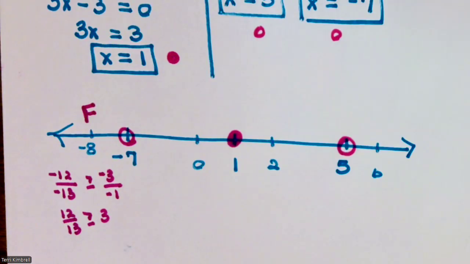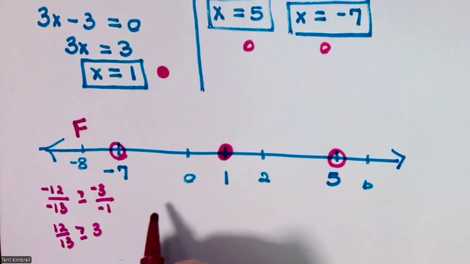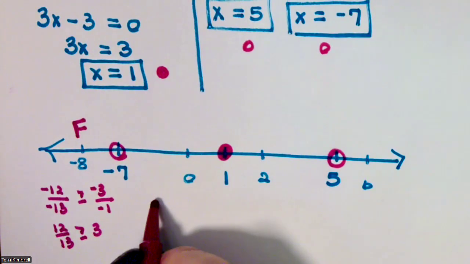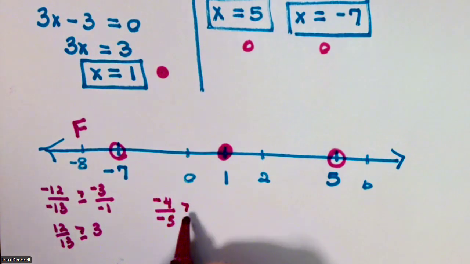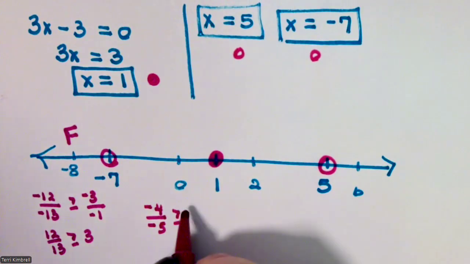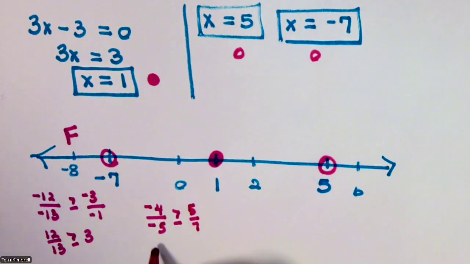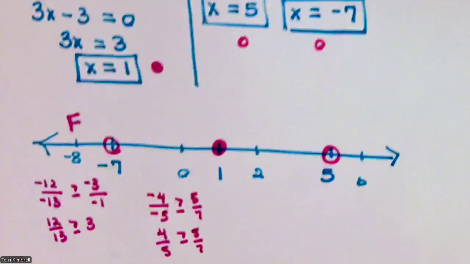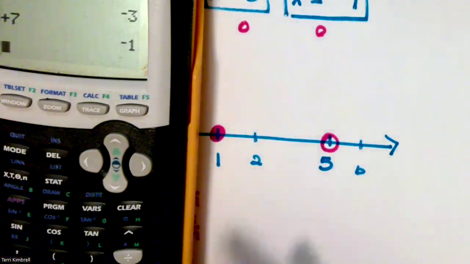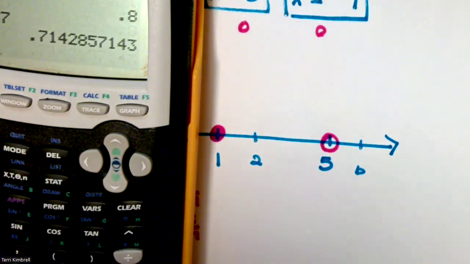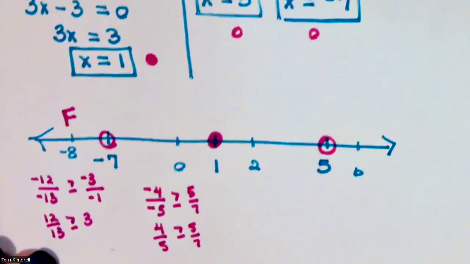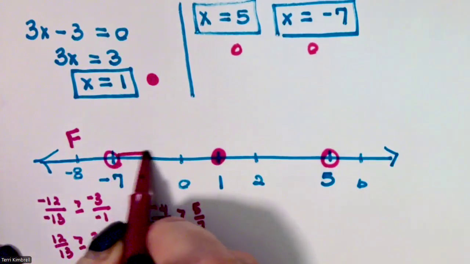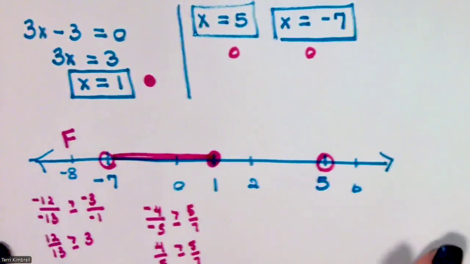So when I tested to the left, it was false. And I'm just going back to the original. So if I put 0 in, I'm getting -4 over -5. And I'm seeing if that's bigger than or equal to 5/7. So that's going to be 4/5. So if you have fractions to check like that, you want to look at your decimal. So 4/5 and 5/7. So that would be true because 4/5 is bigger than 5/7. So we'll color in this part.